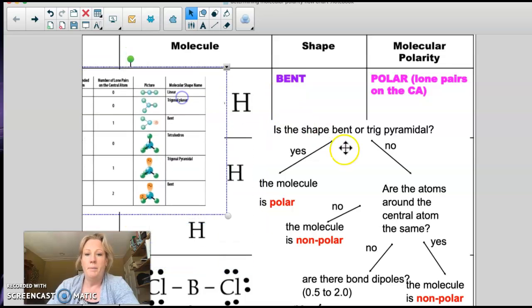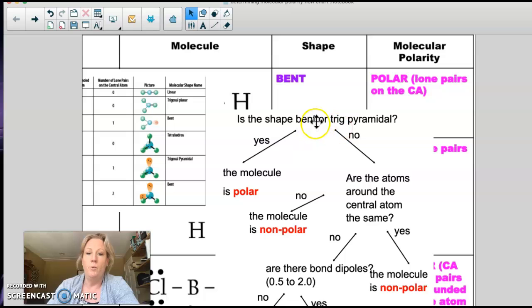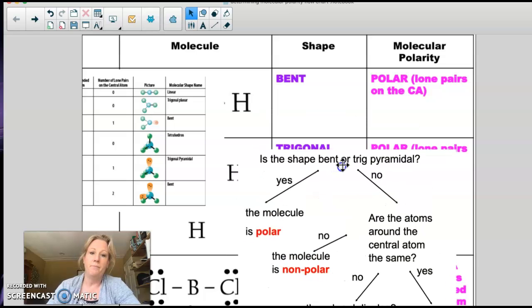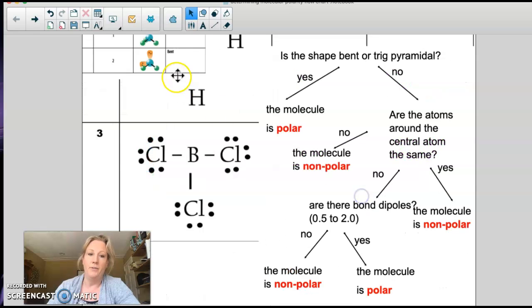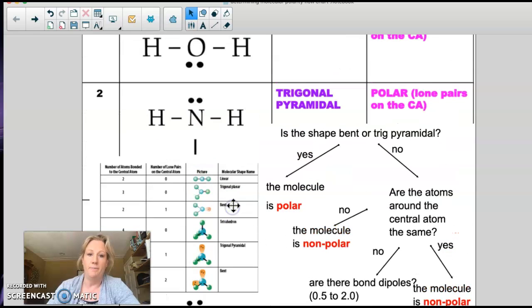For the polarity, I made this chart to help. You want to ask yourself these questions when you're trying to determine if the shape is polar or not. Overall, does that water have a negative end and a positive end? The first thing you have to ask yourself is, is the shape bent or trig pyramidal? And it's bent. So if you say yes, then automatically the molecule is polar. And if it has lone pairs around the central atom, it's automatically polar.